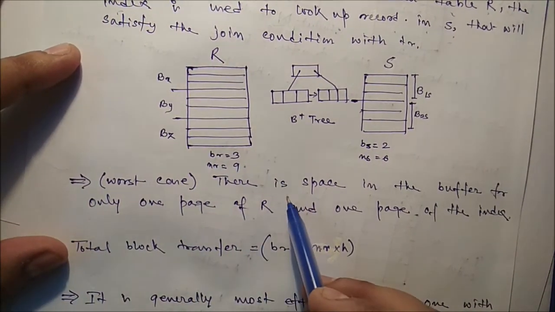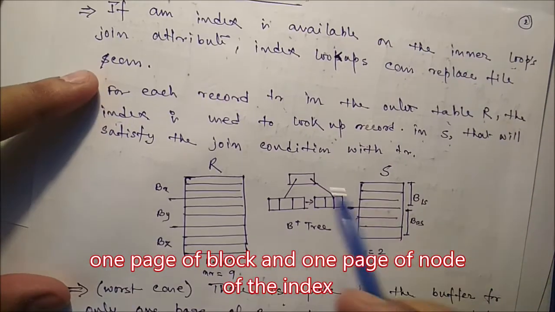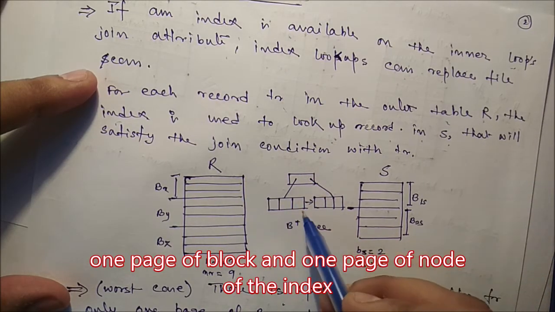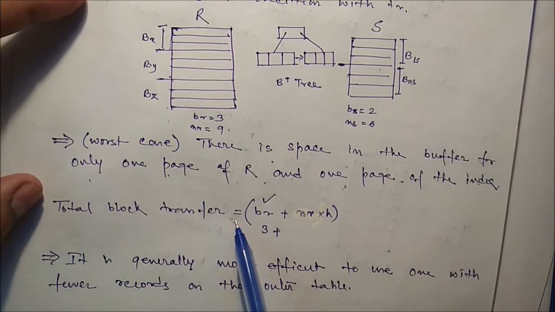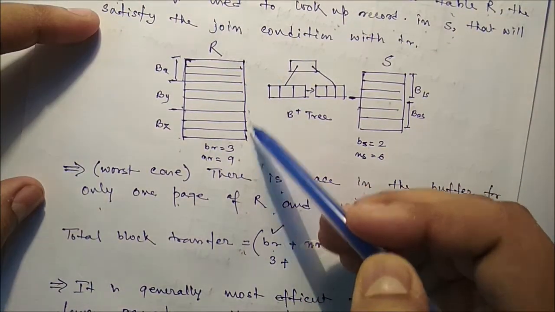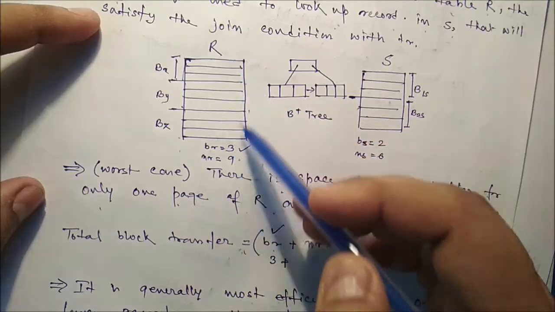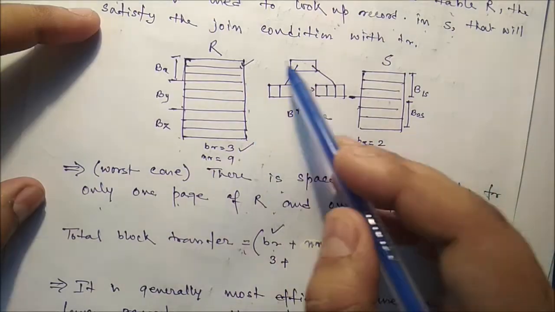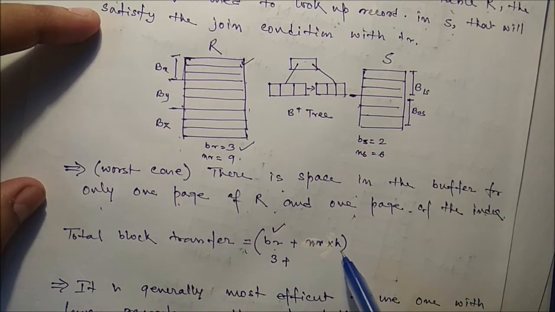Now the worst case, if there is space in the buffer for only one page of R and only one page of the index. So only then what will be the block transfer? See, we can see the total block transfer. For BR we have to transfer this particular block, this block, this block. That means we need 3 block transfers here. Now the data is not in order, so we have to take the first data and search for the particular record. For searching we may use the B plus tree. The total number of searches depends upon the tree height.